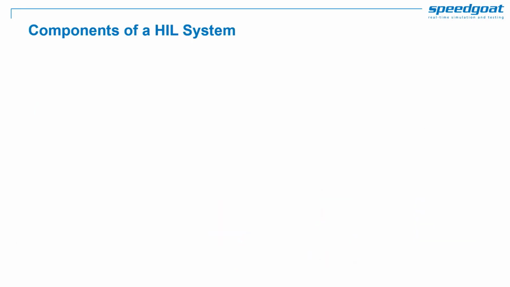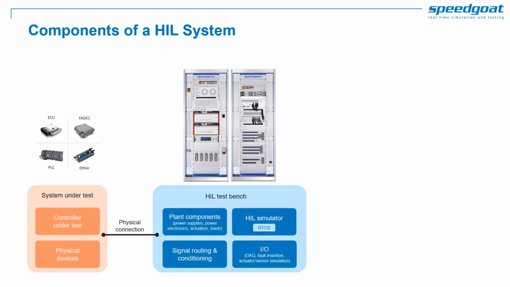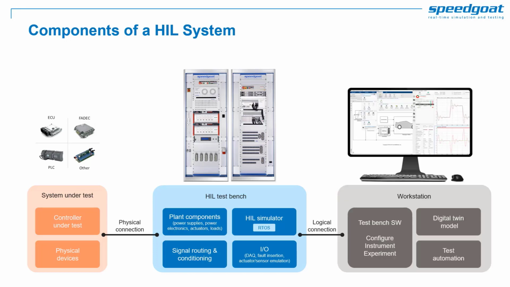There are typically three main components. First, your system under test. This includes the production controller that requires thorough testing, and additional real components like domain controllers, sensors, and actuators. Second, a HIL test bench, including a real-time simulator where you run a digital twin of the plant, together with emulated plant components and I/O modules supporting data acquisition, signal conditioning, and communication with the system under test. Third, a workstation, running application software that supports the setup and operation of the HIL test bench.